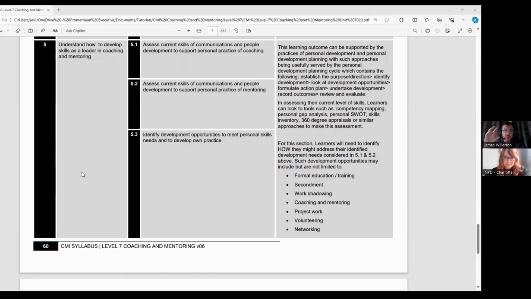Okay. So it's going to start with 5.1 and 5.2, where we're going to assess the current skills of communications and people development to support that personal practice, your practice of coaching, and then in 5.2 of mentoring as well. Again, please keep them separate. They are separate skills, separate activities. You should be able to do a different assessment of your skills on both.